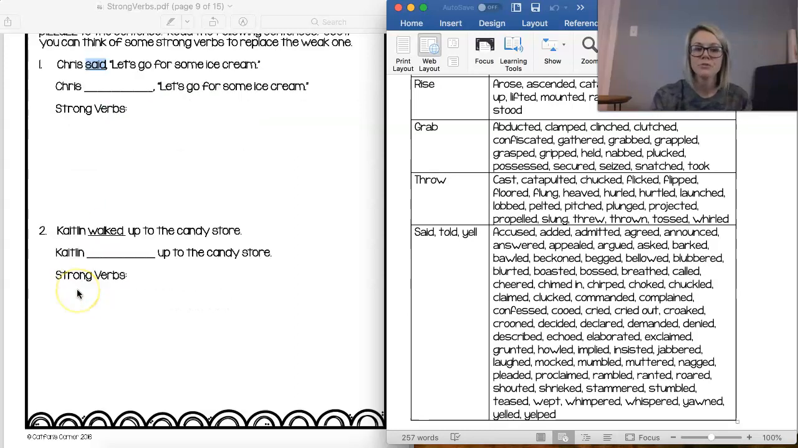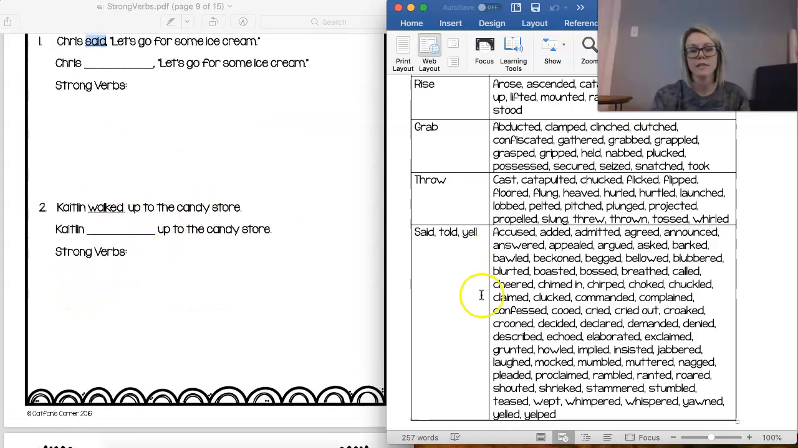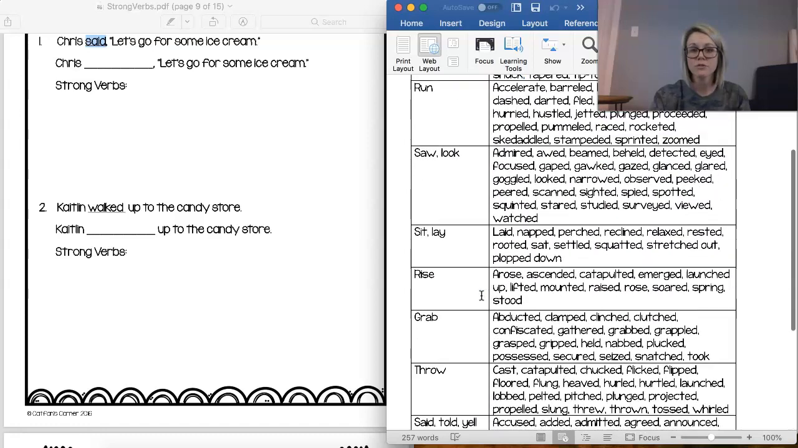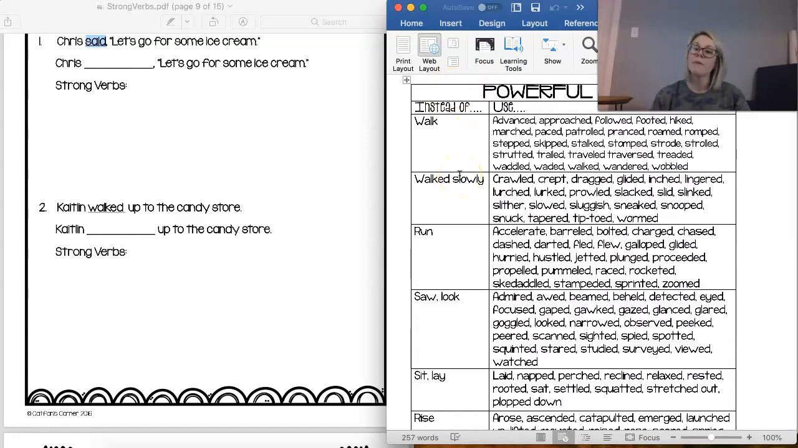All right, and then number two, Caitlin walked up to the candy store. So again, I have walked here. You're trying to paint an image. You're trying to let the reader know what feelings Caitlin has about going to this candy store by the verb that you choose. So how is Caitlin feeling about walking to the candy store? Does she hate candy? Is she walking slowly and just trudging along inch by inch to the candy store? Or is she like, hey, I'm ready for some candy.